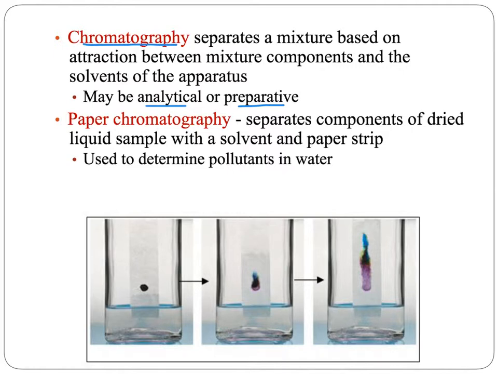So paper chromatography separates components of a dried liquid sample by using a solvent and a paper strip. And this is an example down here, an illustration of somebody that is separating out the components of this black ink to show that in that black you've got some blue and some green and some purple, some other colored dyes all together that turn it black. Paper chromatography, just to give you a real-life example, is used to determine the pollutant level in water.